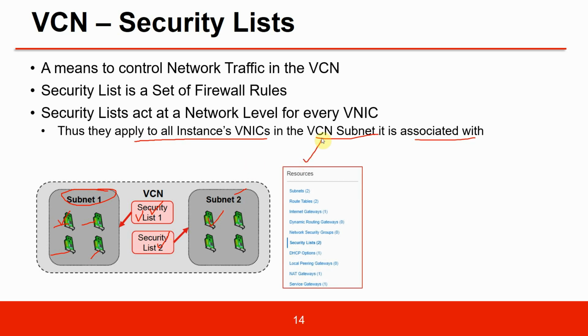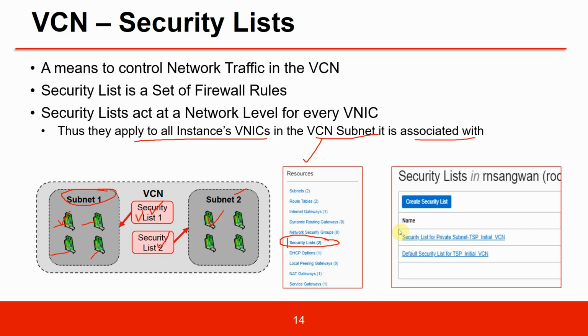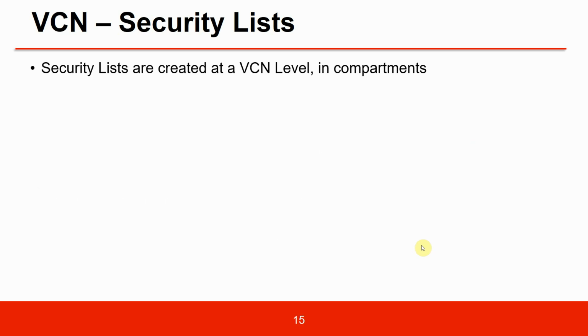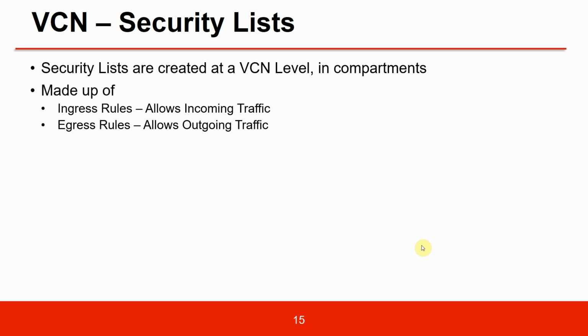This was the purpose of the demonstration. You recollect that, because I showed you the same thing: security list. I clicked on that and I created and added rules in my security list. If you recollect, I used this default security list screenshot. Security lists are created at the VCN level in compartments. It's made up of two kinds of rules.